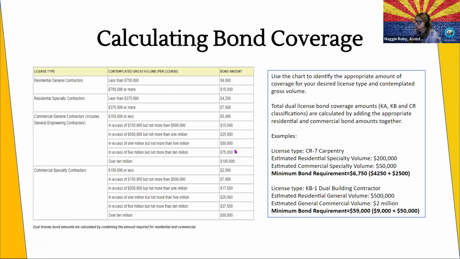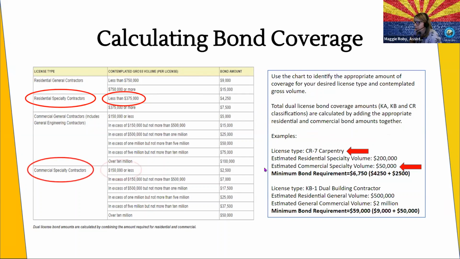All right, so I mentioned calculating your bond coverage. So this is the breakdown of the minimum requirements for your bond coverage. So we went over a CR7 carpentry license. So the estimated residential specialty volume was 200,000 and the estimated commercial volume was going to be 50,000. So that would put the minimum requirements for the bond for that license at the $4,250 in residential and the $2,500 in commercial for a total of $6,750.